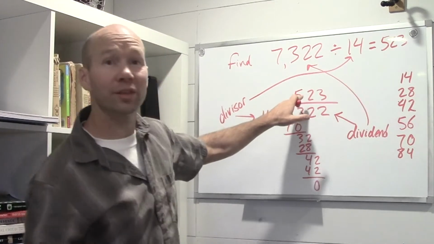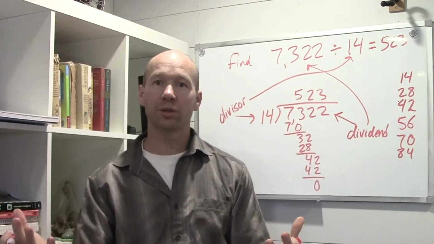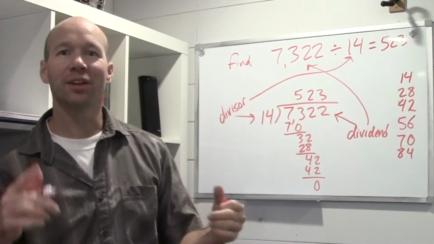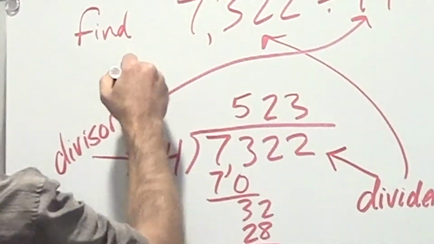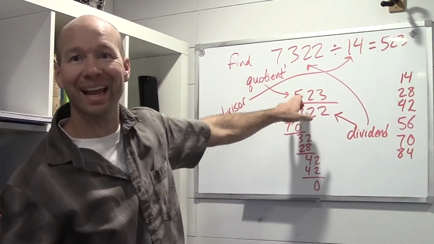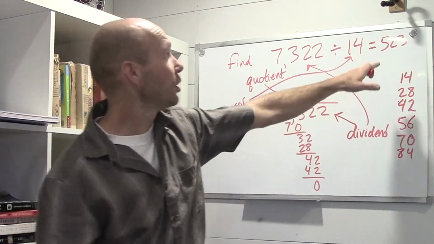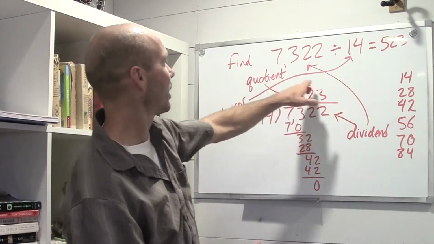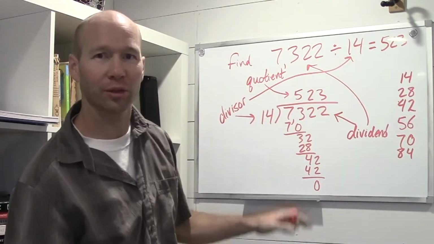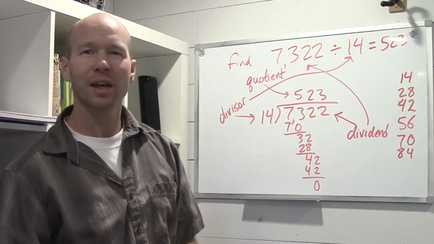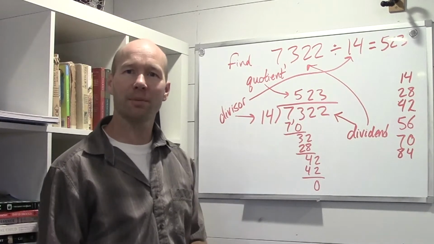Now, the number that we get as the answer to any division problem is the quotient. Say the quotient. The quotient is the answer to a division problem. So whenever we see an equal sign in division, we have the quotient. I have way too many arrows, but right now, 523 is my quotient. Now let's talk about how we came up with that today.